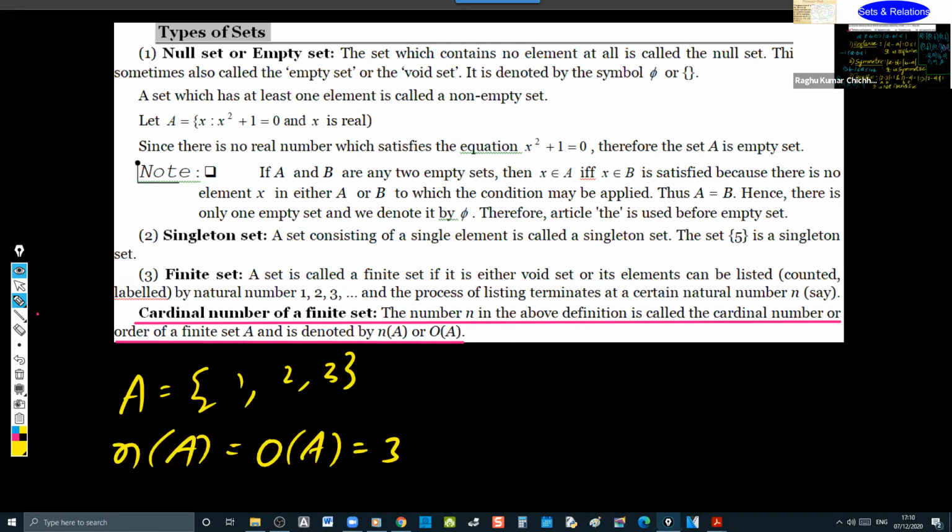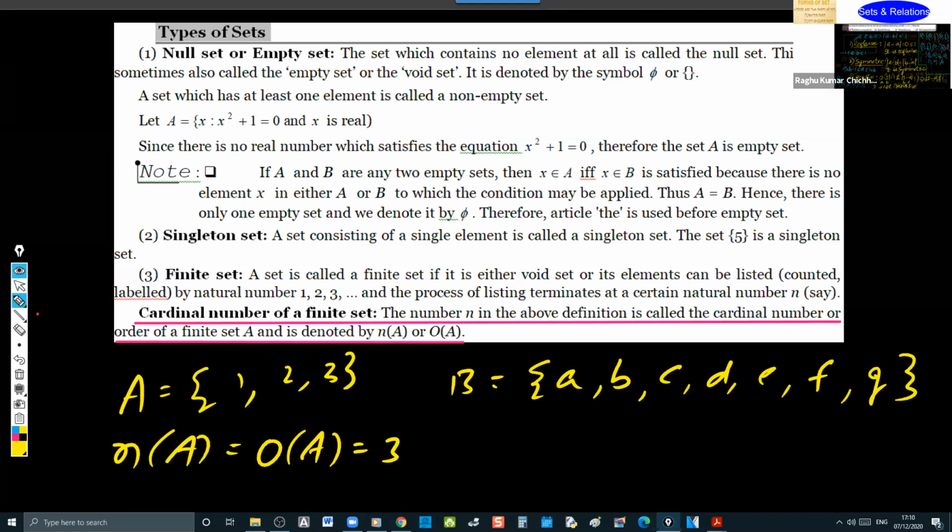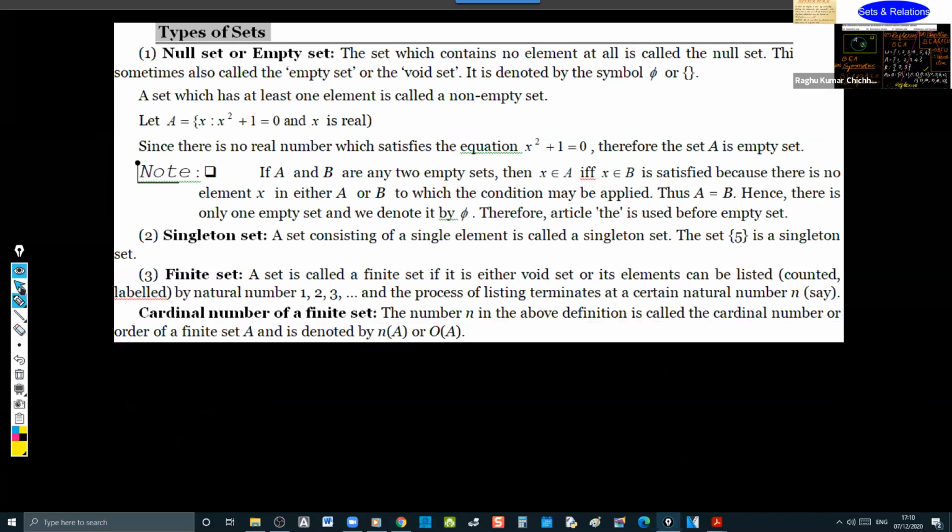If I take another set, which is A, B, C, D, E, F, G, for example, how many elements are there in this one? 7 are there. Correct, no? It can also be written as O of A, order of A. So this is called the cardinal number. Cardinal number gives you the number of elements present in the set.